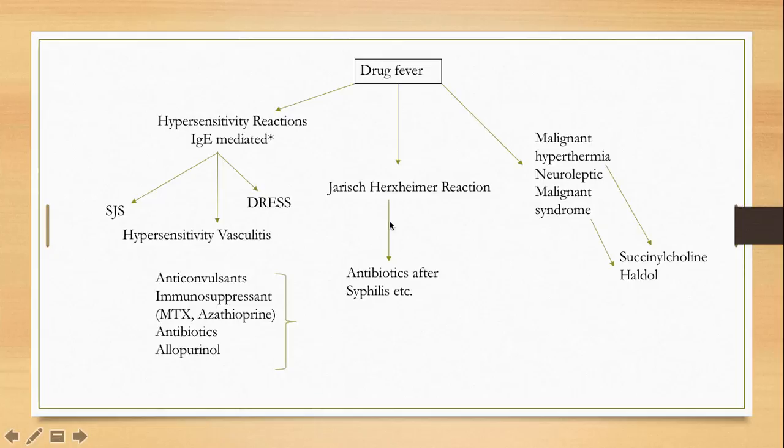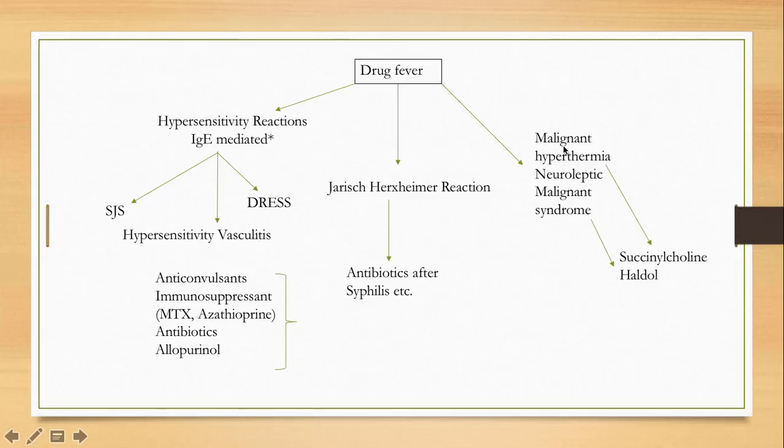The next different pathophysiologic mechanism for drug fever would be Jarisch-Herxheimer reaction. This is where people take antibiotics and they already have an underlying infection that will precipitate a toxin-mediated reaction, and that's how they get fever. So patients have to have something like syphilis or another infection similar to it, and then when they take the antibiotic, fever sets in.